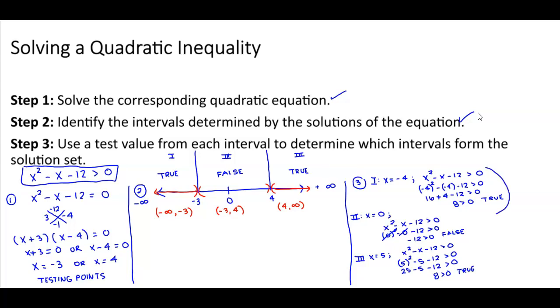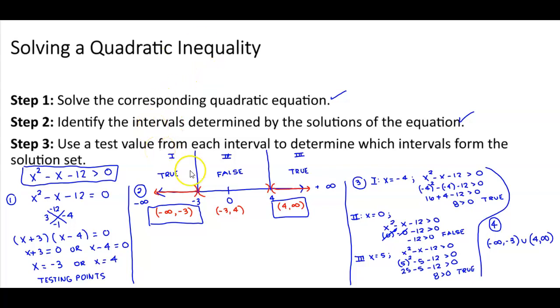So how do we answer this? Well, I'm going to write this in step number 4 over here. The solution is basically asking for what intervals, because it's saying use the test value from each interval to determine which intervals form the solution set, meaning what makes it true where it's greater than 0. And those are the two that were true, which are these two. So we would say that the solution is -infinity to -3 union 4 to infinity, because that's where it's true.